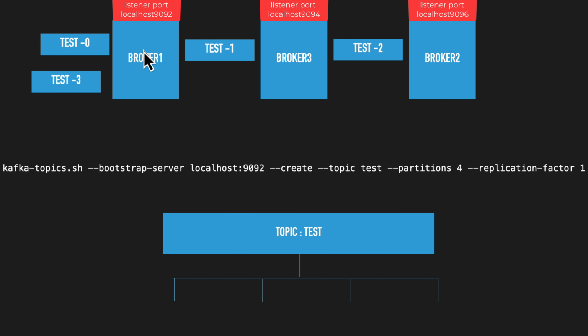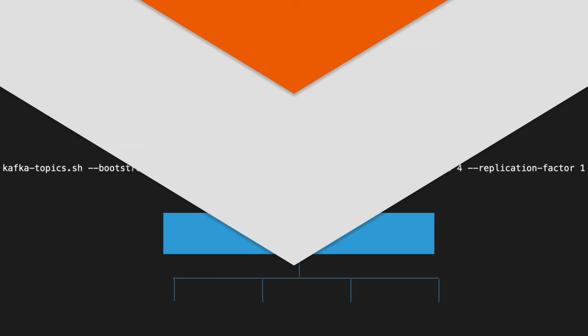Now the broker 1 got 2 partitions, and as only one copy of each partition is available, all these partitions are leaders by themselves, right? So the broker 1 got 2 partitions, test 0 and test 3, and both are the leader. Broker 3 has 1 partition, and this is the leader. And broker 2 has 1 partition, and that's the leader.